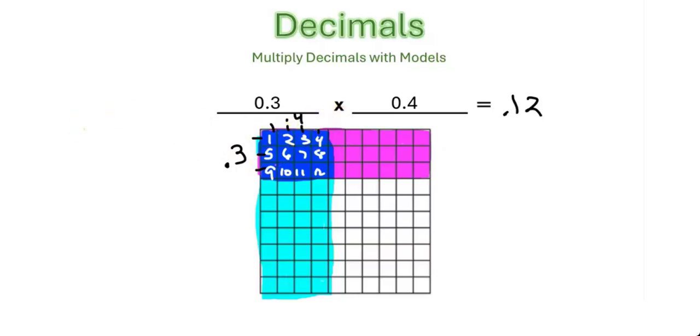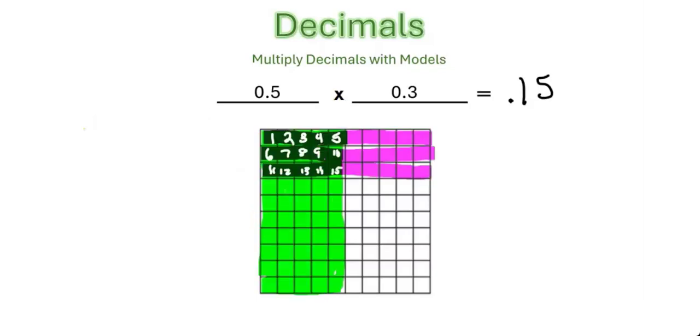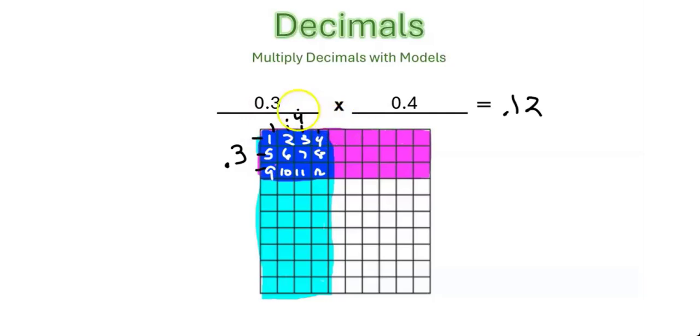Now, I don't know if you've noticed anything, but let me go back a slide. 3 times 5 is 15. Isn't that interesting? But it's 15 hundredths. Our answer here for 3/10 times 4/10 is 12 hundredths. You can see the relationship to multiplication.